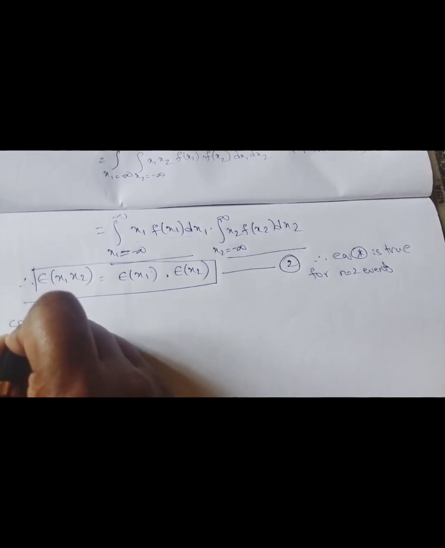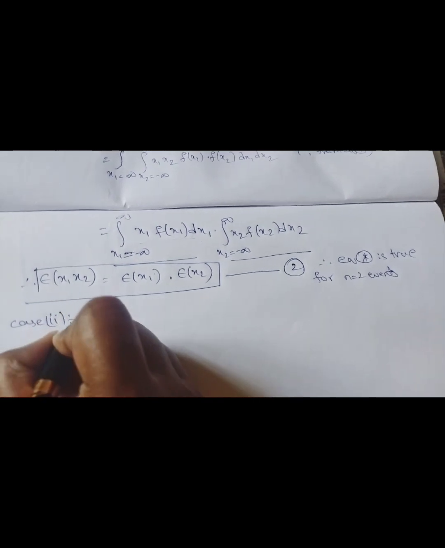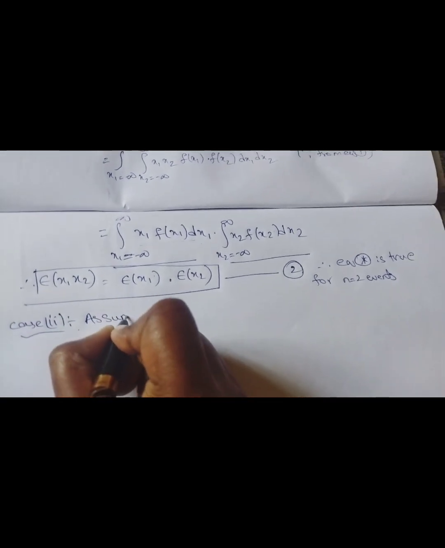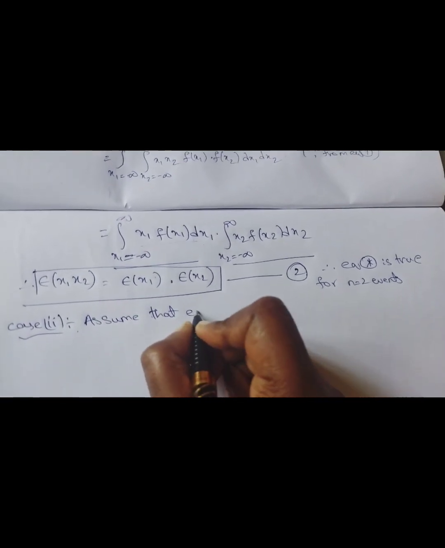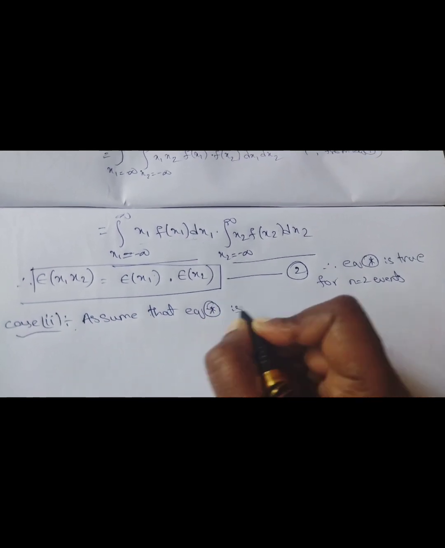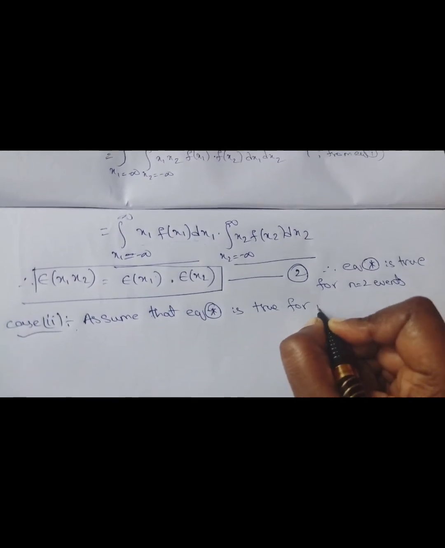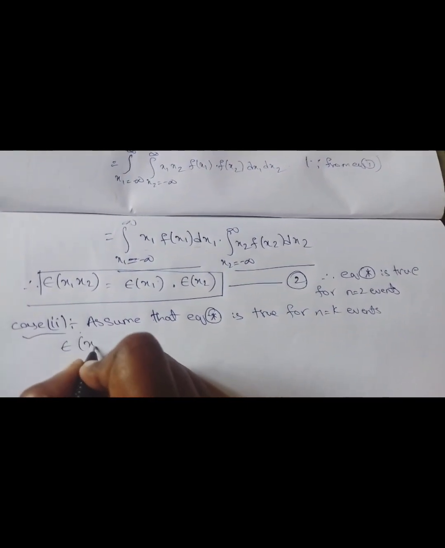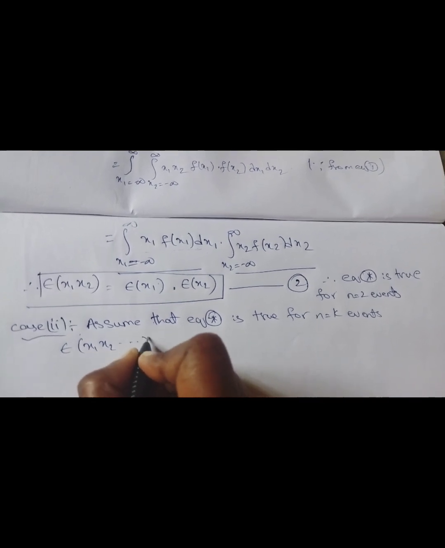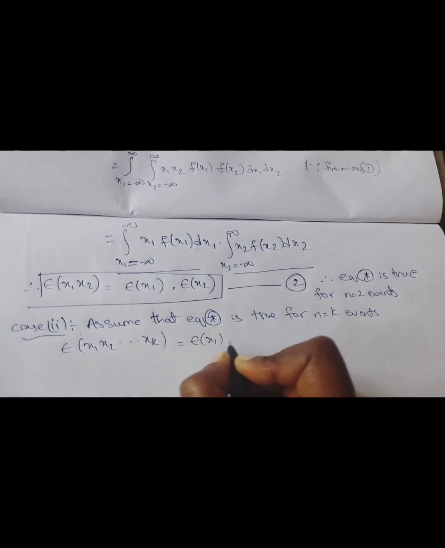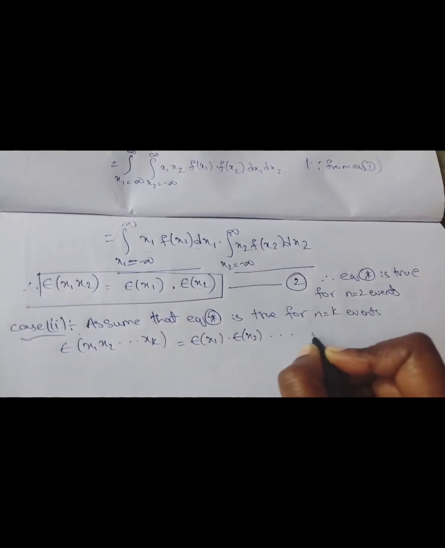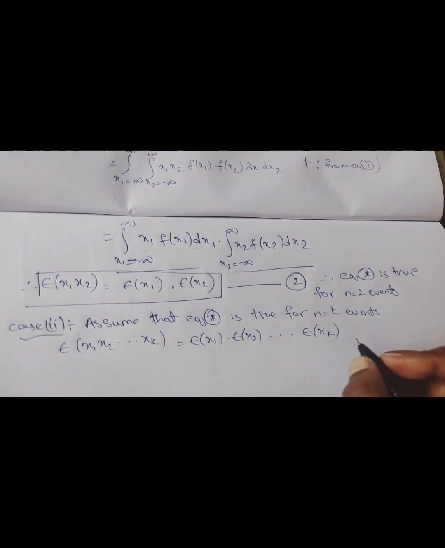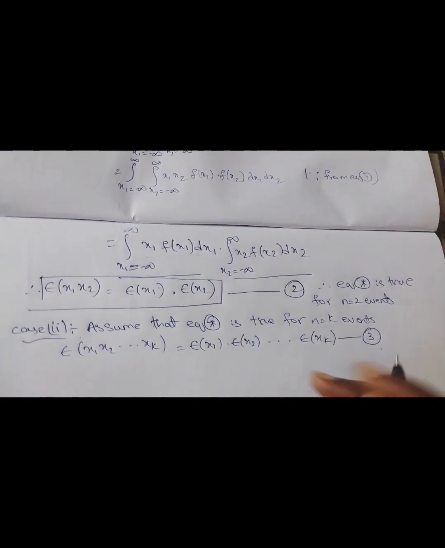Case 1 is done. Case 2: assume that equation star is true for n equal to k events. So here we are assuming that. Directly we can write down the statement: expectation of x1 into x2 into so on xk equals expectation of x1 into expectation of x2 so on expectation of xk. This is our equation 3.